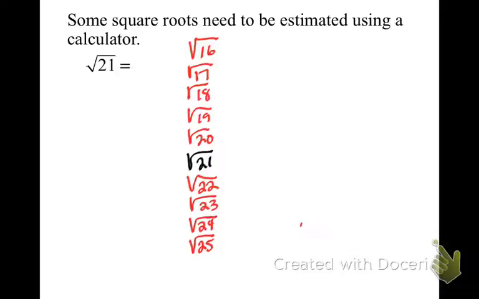Okay? Are you with me? Yeah. We know what the root of 16 is. What is it? 4. We know what the root of 25 is. Now, there's two different ways they can ask this. They can say, what integers does the root fall between? And your answer would say between 4 and 5.